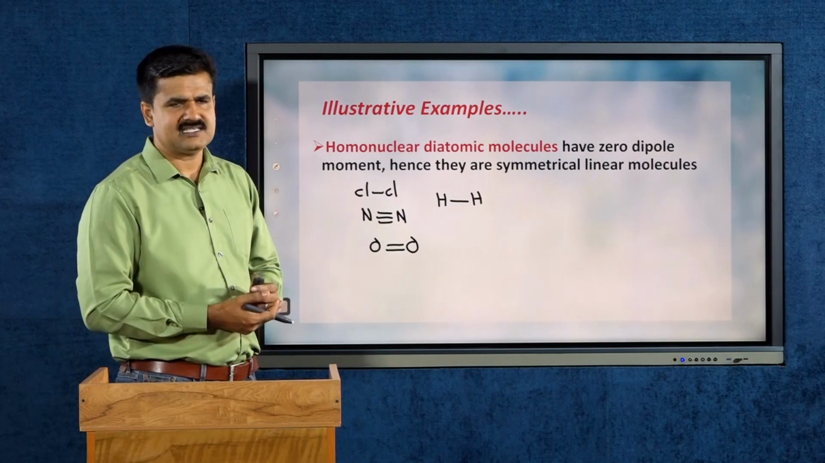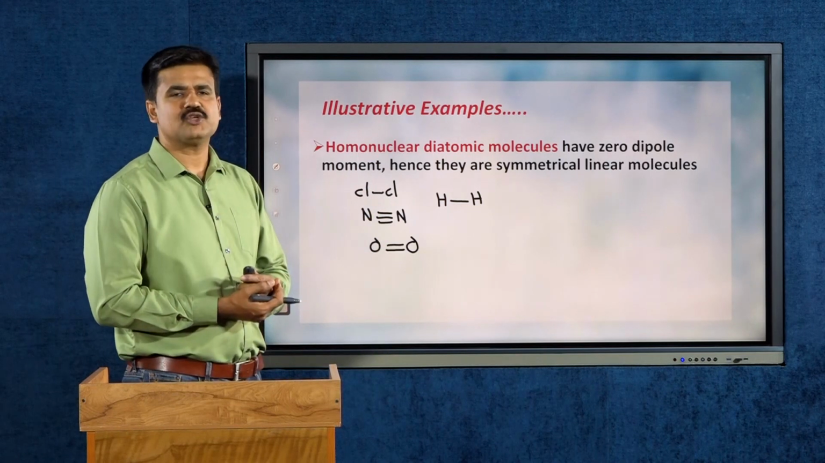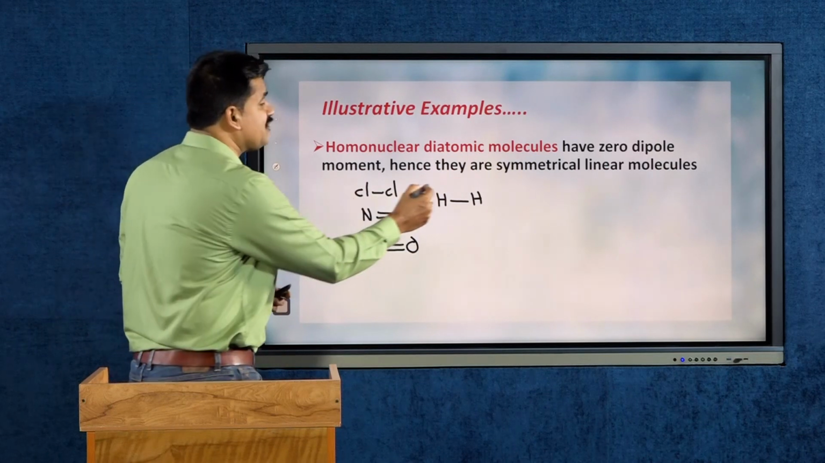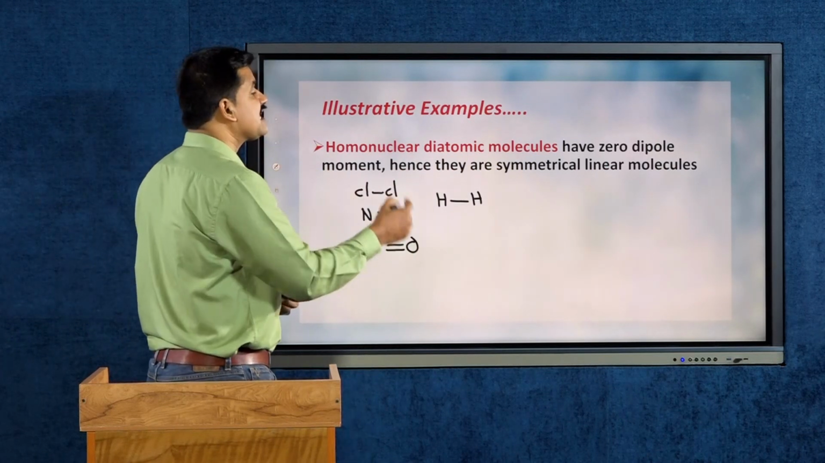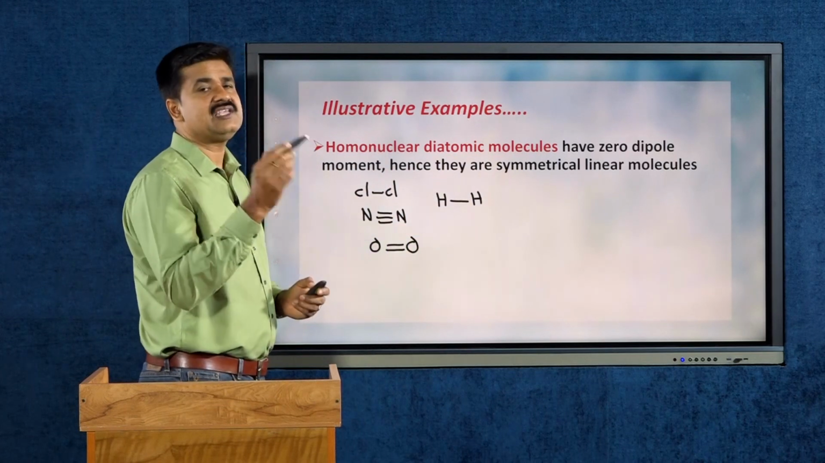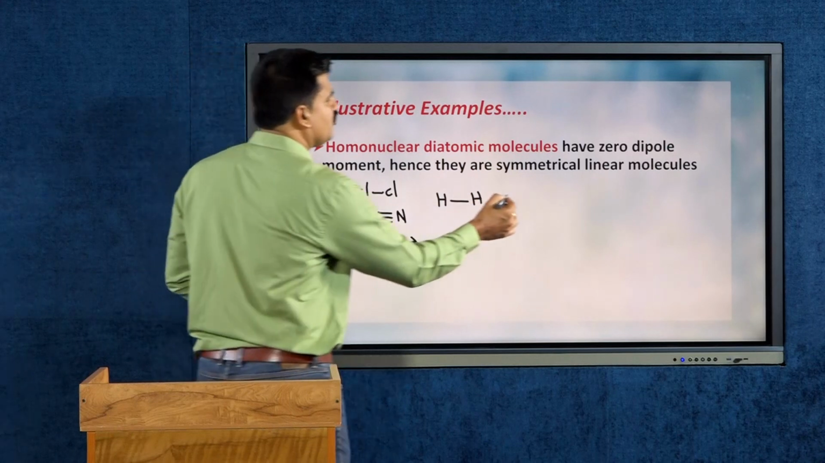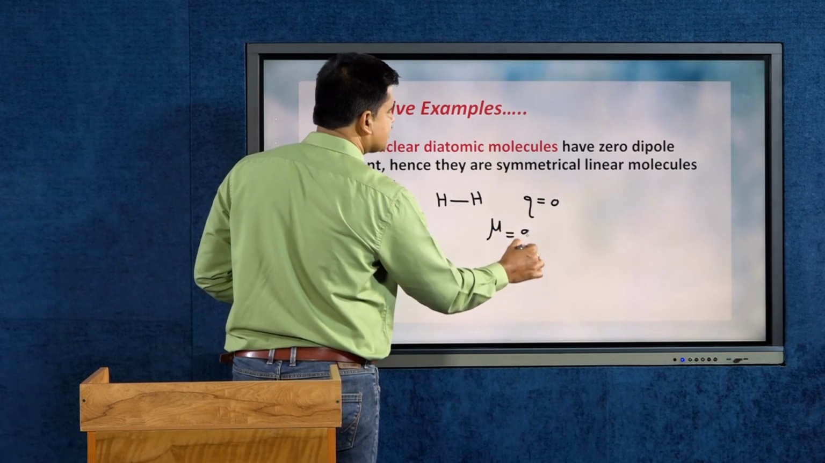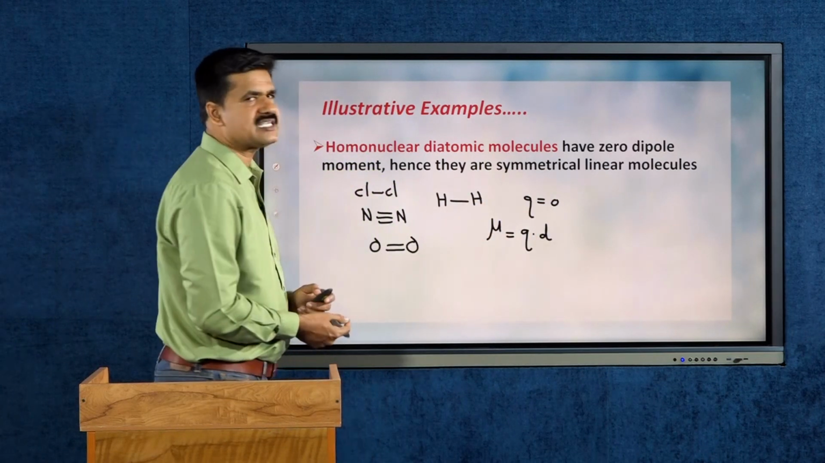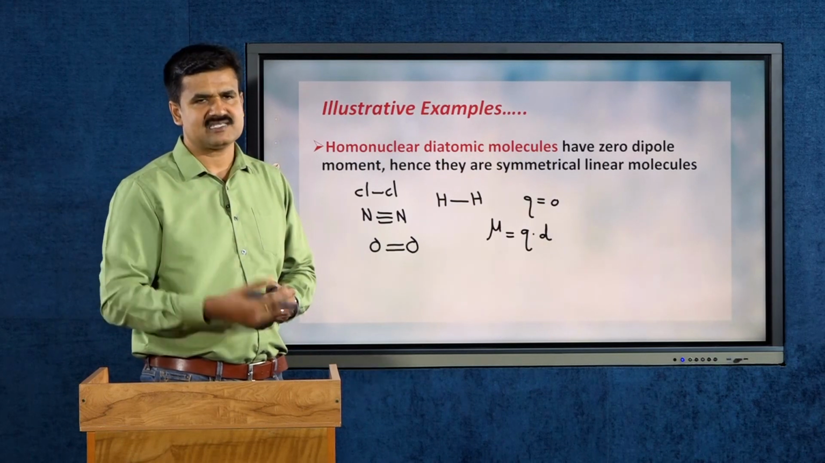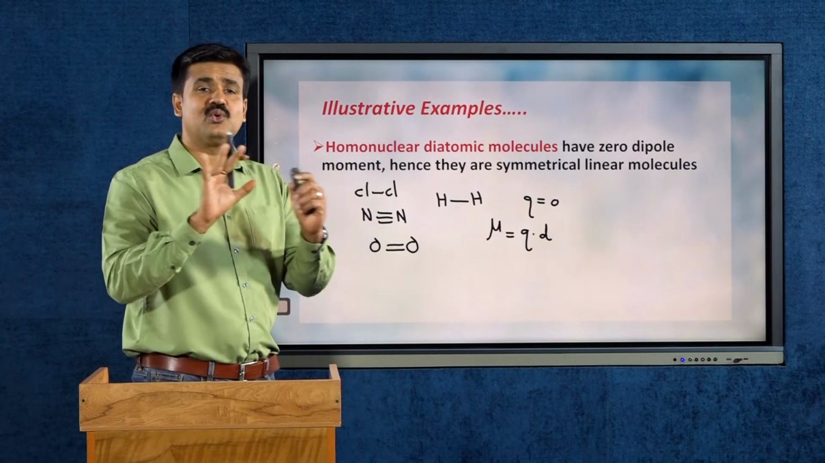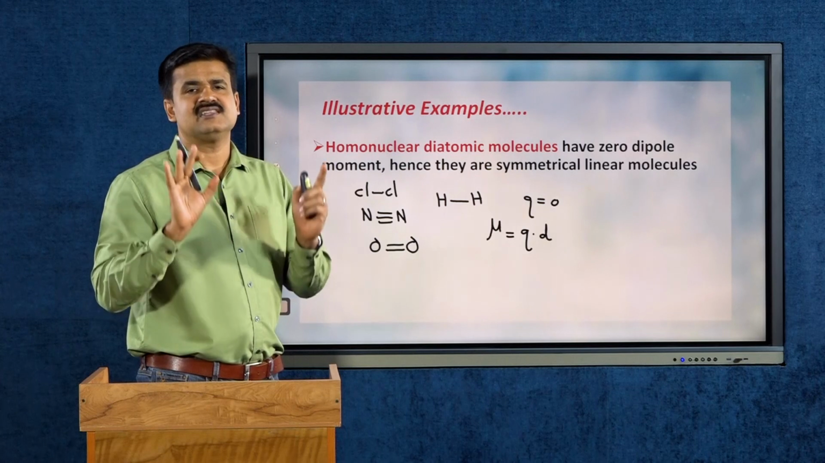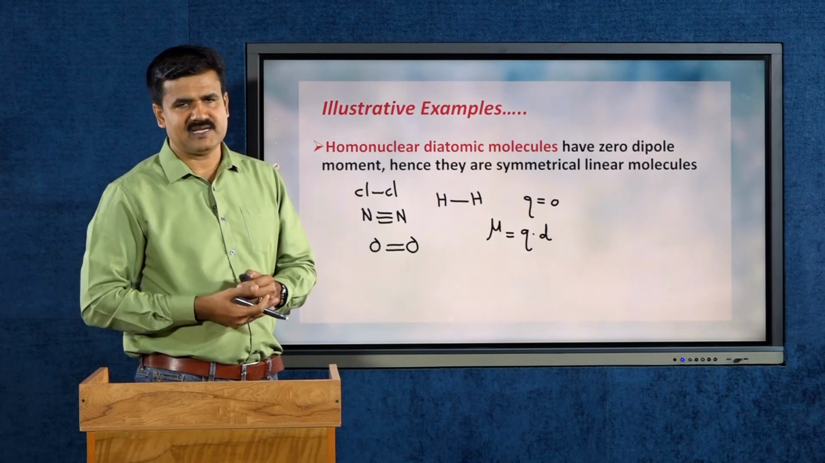You know the fact that in these homonuclear diatomic molecules, the participating atoms are same and hence there is symmetrical charge distribution. So there is no charge separation. If there is no charge separation, Q will be equal to 0 and hence, you know dipole moment is Q into D. If charge separation is 0, then dipole moment will be 0. This implies the fact that all homonuclear diatomic molecules are linear as well as having 0 dipole moment.